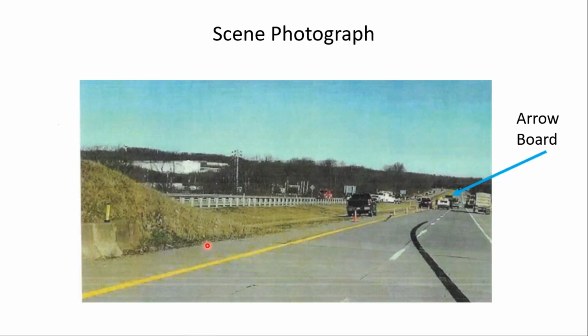So here's a scene photograph. I think in the distance, the truck is on its side. But notice here's the taper. The taper starts here, and back here where the arrow is, you can see the arrow board. The ramp would be off to the lower left, or lower right.